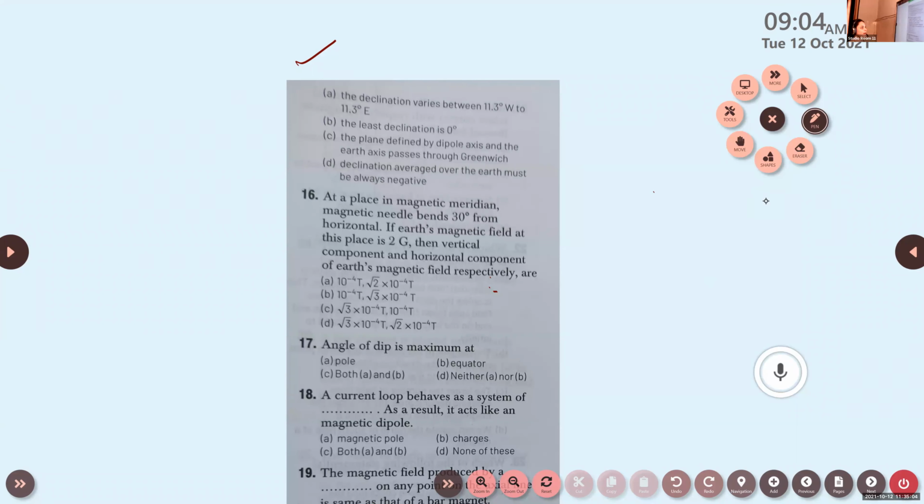Sixteenth question: at a place in a magnetic meridian, the magnetic needle bends 30 degrees from horizontal. If Earth's magnetic field at this place is 2 Gauss, then the vertical component and horizontal component of Earth's magnetic field respectively are. All these are direct questions from this chapter.